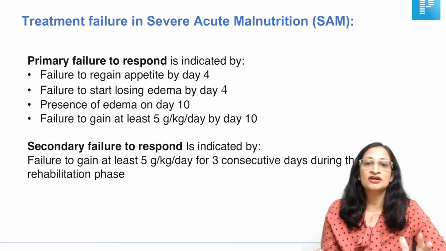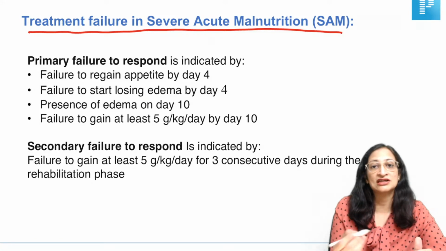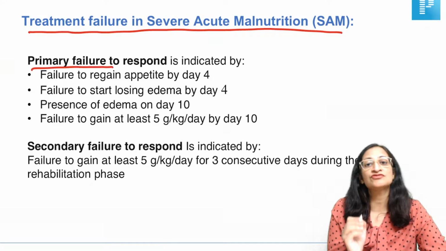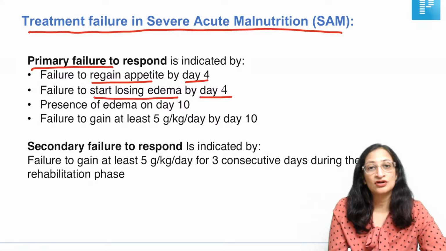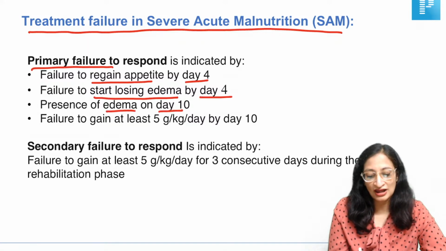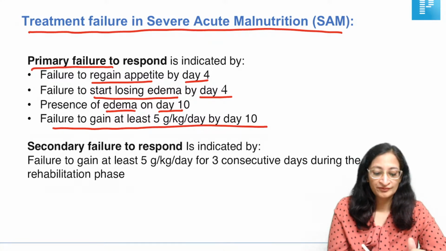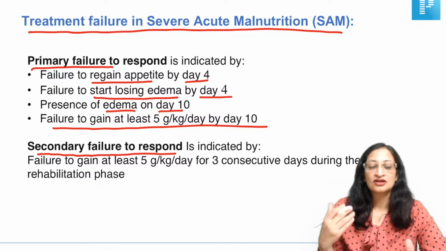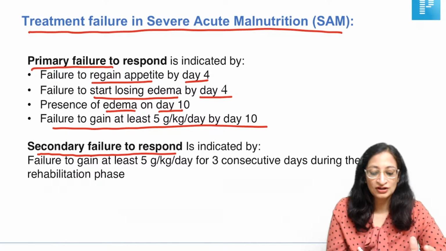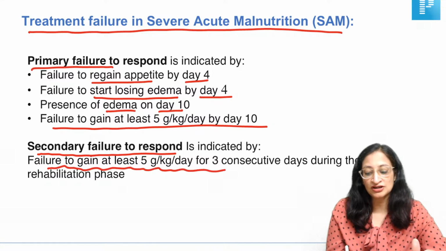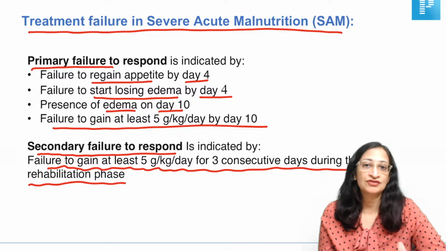To put it in a more concise way, treatment failure in SAM, some criteria have been laid down. We say it is primary treatment failure when there is failure to regain appetite by day 4, failure to start losing edema by day 4, presence of edema on day 10, and failure to gain at least 5 gram per kg per day by day 10. That is primary failure to treatment. And what do you mean by secondary failure to respond? Secondary failure to respond means the child had initially responded to treatment, but there is failure to gain at least 5 gram per kg per day for 3 consecutive days during the rehabilitation phase. Then we say it is secondary failure to respond.